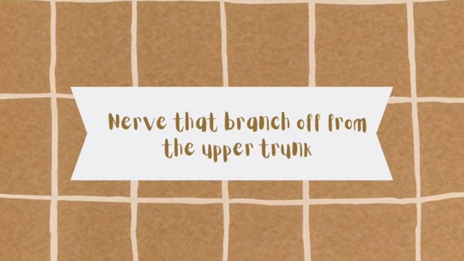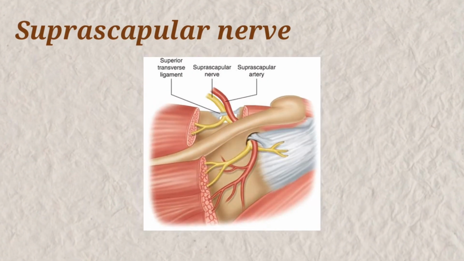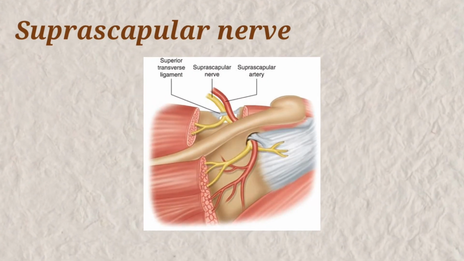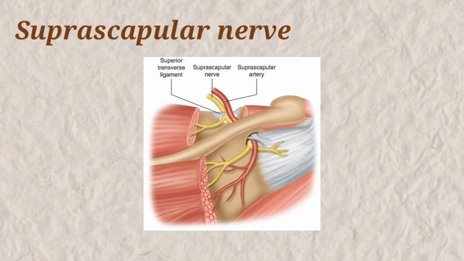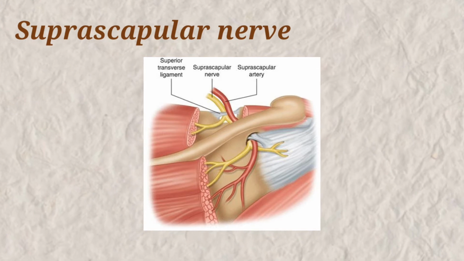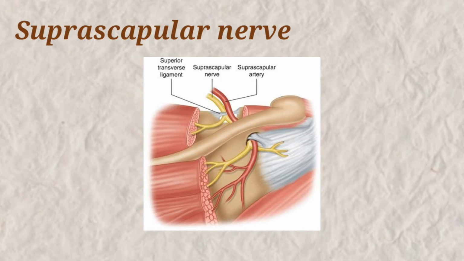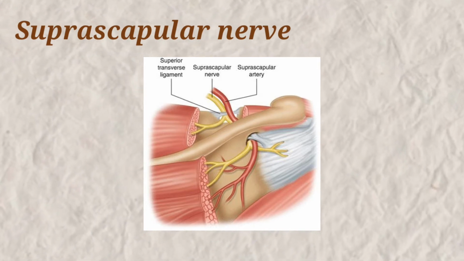Two nerves branch off from the upper trunk: the suprascapular nerve, which supplies the infraspinatus and supraspinatus, and a nerve to the subclavius. The suprascapular nerve is important clinically because it may give a contribution to the phrenic nerve.